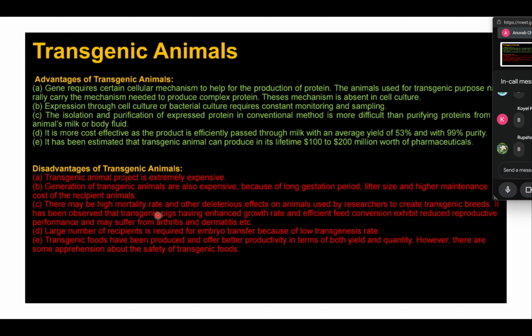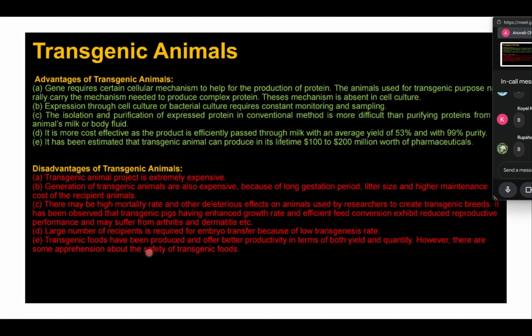There can be a high mortality rate and other deleterious effects on animals used by researchers to create transgenic breeds. It has been observed that transgenic pigs, having enhanced growth rate and efficient feed conversion, exhibit reduced reproductive performance and may suffer from arthritis and dermatitis. A large number of recipients is required for embryonic transfer because of the low transgenesis rate.